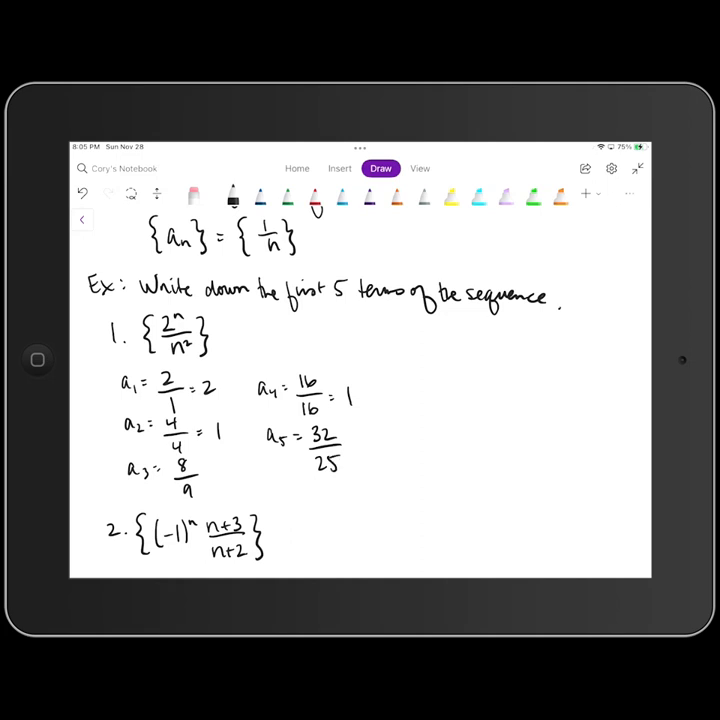So if we list the terms of that sequence, the first term is 2, second term is 1, third term is 8 over 9, fourth term is 1 again, and the fifth term is 32 over 25. Okay, and then I'm going to put a comma and then 3 dots at the end just to indicate that that sequence is going to continue on.